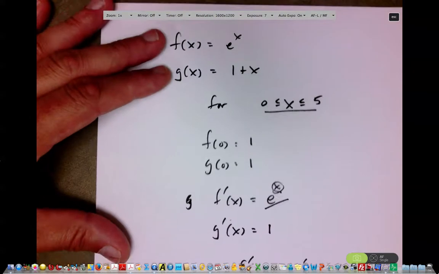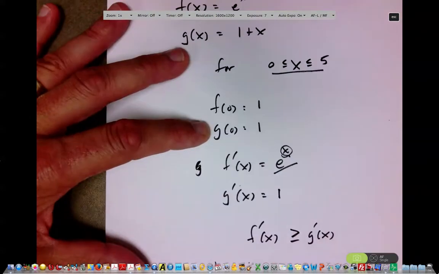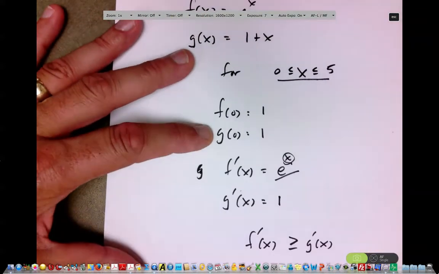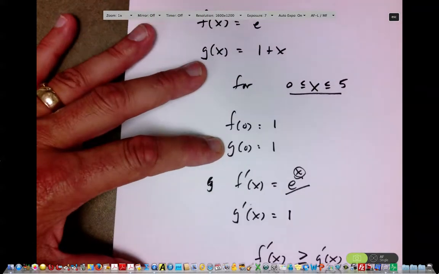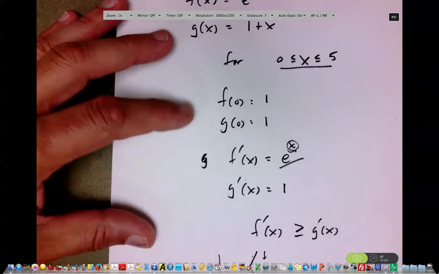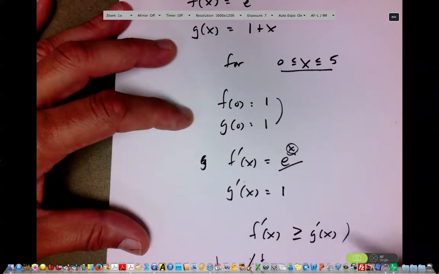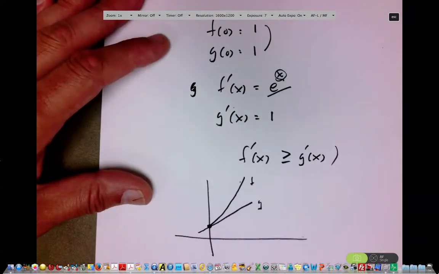So what does that tell me then? We've got these two functions that start at the same place. One function, g of x, is a linear function that goes something like this. And f of x is another function that goes through the same point, but it goes something like this. So which function is going to be bigger? Well, because they start at the same place, and the derivative of f is bigger than the derivative of g, by the racetrack principle, f is always going to be bigger than g.